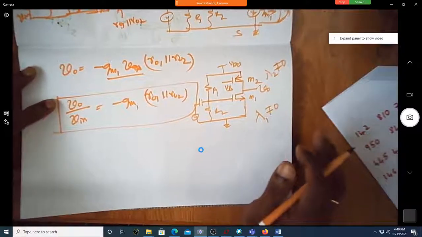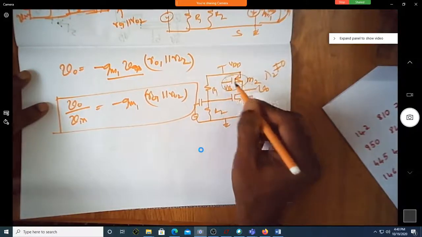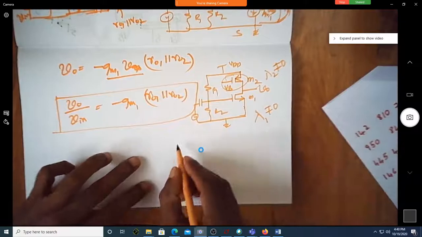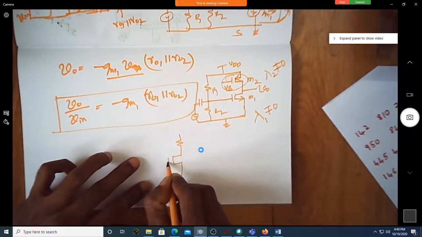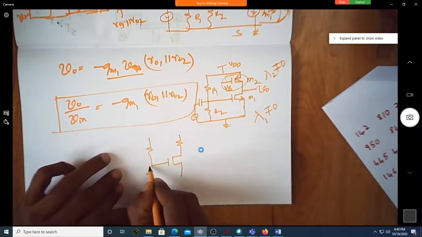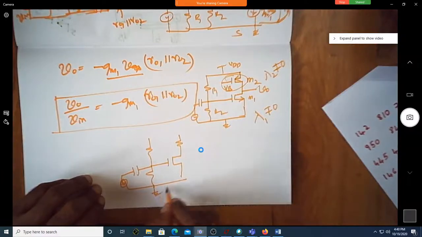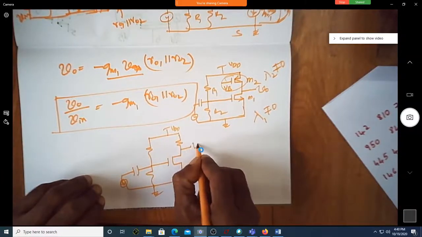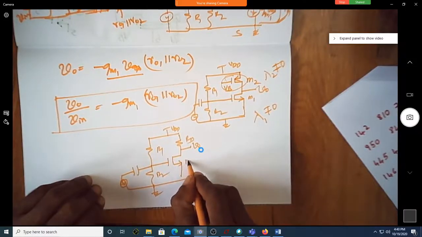Correct? Instead of having this as an active load, if I have it as a resistive load, with this still lambda as non-zero. So shall I rewrite the circuit something like this? I just want to connect you, with active load and with resistive load. How does it look? This is again VDD. This is V0. This is RD. This is R1. This is R2. This is only M1.